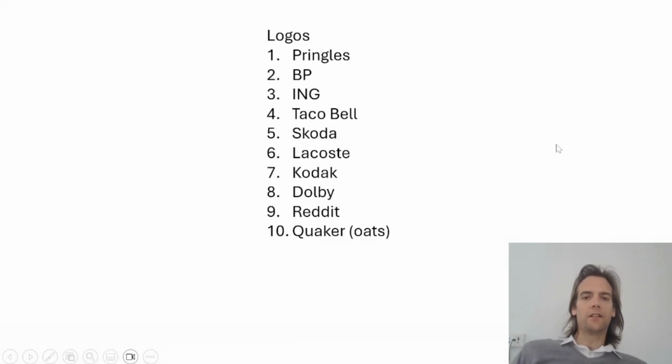Next part, logos. There you go. Those are the companies that we all love and worship. Maybe 7 and 8 were slightly difficult because they're older.